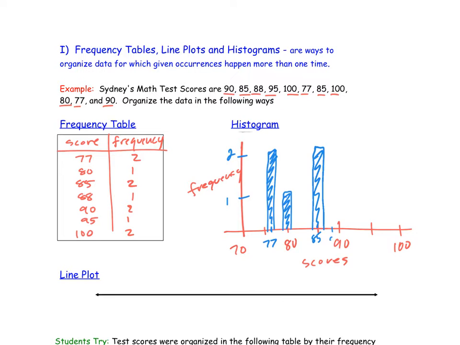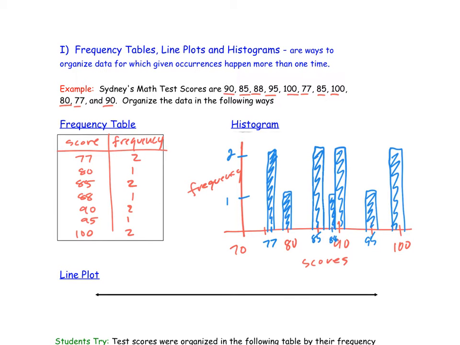88 happens once. 90 happens twice. 95 happens once, and 100 happens twice.